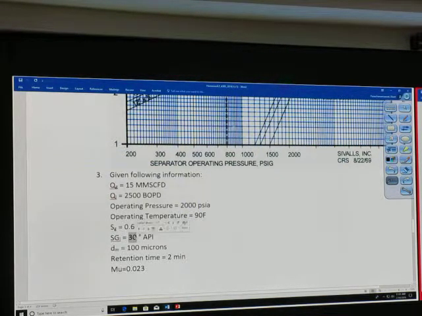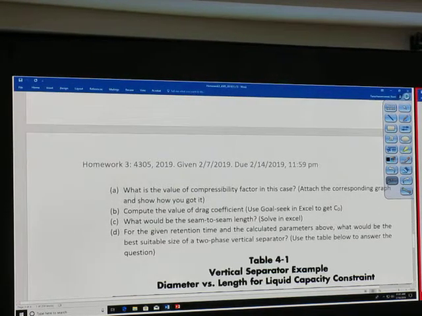Can you convert this to density? Yes, that's the formula. D_m, 100 micron, retention time 2 minutes. A, what is the compressibility factor for this case of the gas phase? No problem, right? Clear enough? You can do it. Compute the value of that coefficient. Use Excel to get C_D.